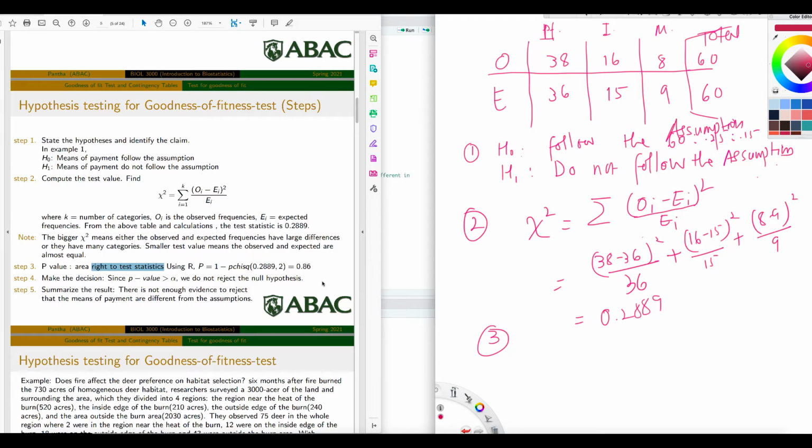So what is the p-value? Look at this note. A bigger chi-square means either the observed and expected frequencies have a large difference, or there are many categories. If there are many categories, you will get bigger chi-square values, because you will have many terms in the summation. Here there are just 3 categories, but with 20 or 30 categories, your sum will be bigger as well. Or if the difference is bigger, then the sum will be bigger.